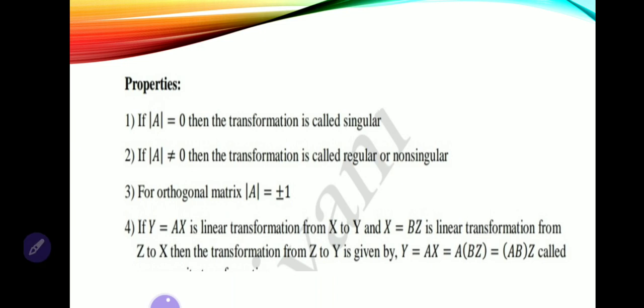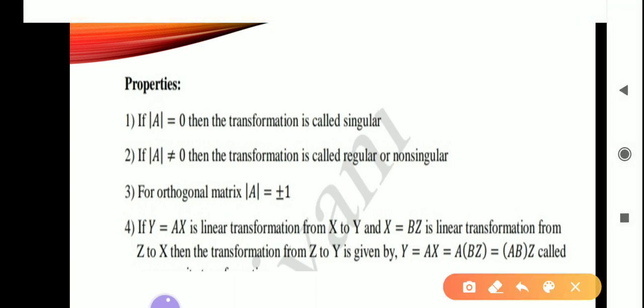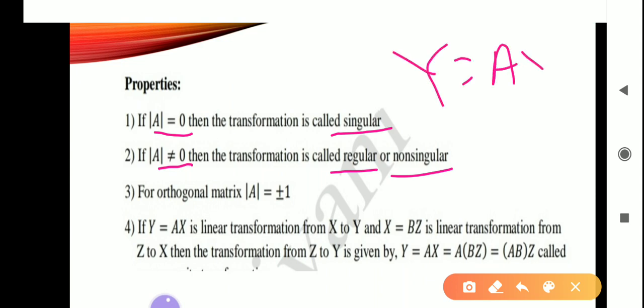So there are some properties. First property is, if determinant of A is equal to 0, that is, if the matrix is singular, then the transformation is called a singular transformation. If determinant of A is not equal to 0, then the transformation is called a regular or non-singular transformation. So Y is equal to AX is the given transformation, and this transformation is regular if determinant of A is not equal to 0.